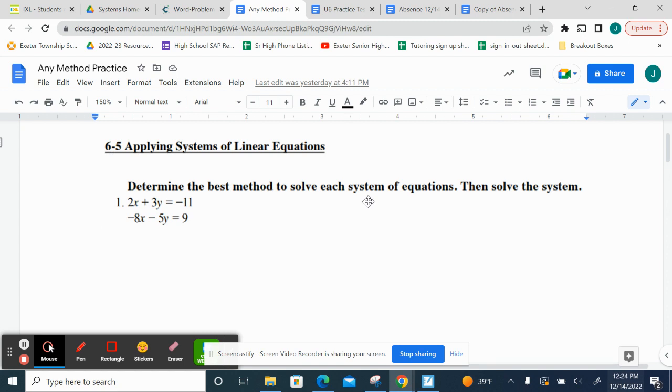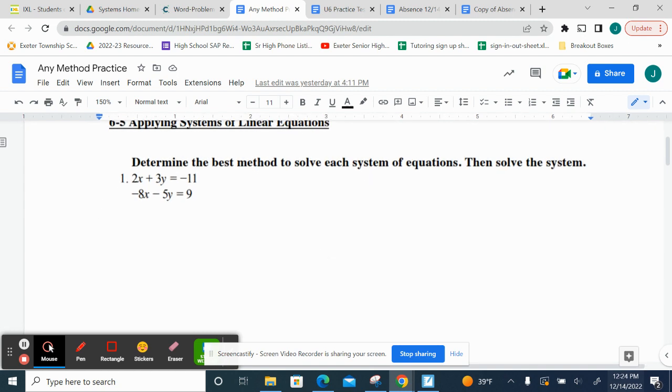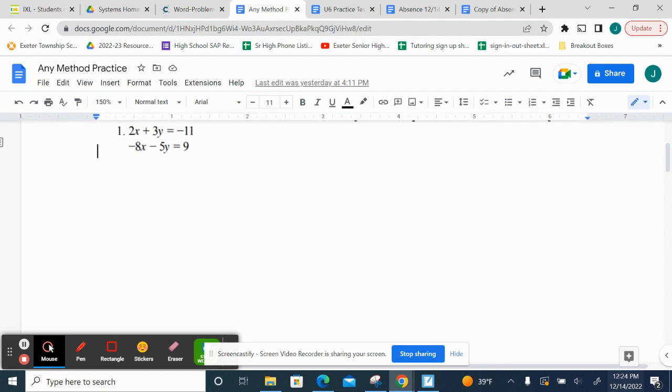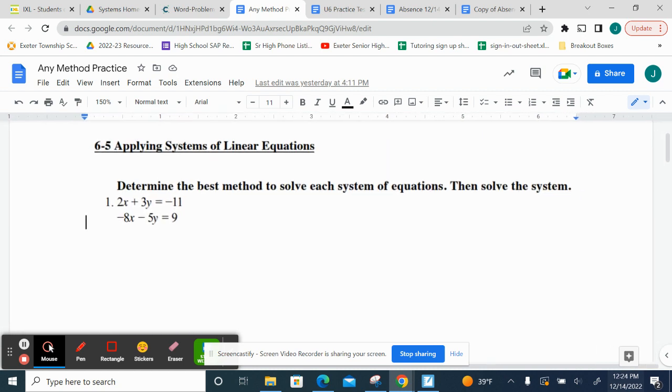Okay. Now, what I did not realize when I created this worksheet is they're all lined up. If you look at all of these, you could do elimination with all of these, every single one of them. They're all lined up. X on top of X, Y on top of Y, number on top of number. I did not realize that. I did not mean for that to happen. I did not want that to happen. That was just me in a rush before I left. So you could do elimination for all of these.